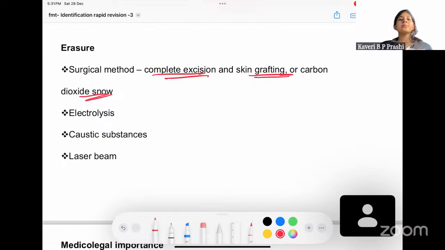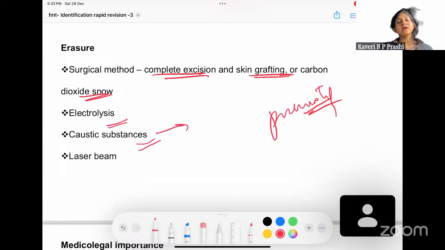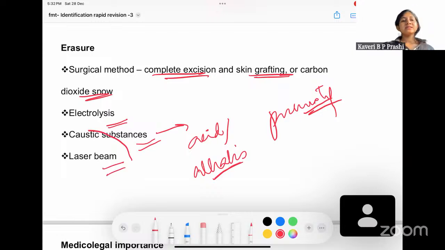Or you can do carbon dioxide snow. When you use carbon dioxide snow, that is going to permanently disfigure the part where there was the tattoo, so nobody is going to get to know that there was a tattoo. Okay. You can do electrolysis. You can also use caustic substances, where you can use caustic acids or even caustic alkalis in order to remove the tattoo. You can also use a laser beam. This laser beam is one of the most modern, safest, and easily accessible methods used in order to remove the tattoo marks.